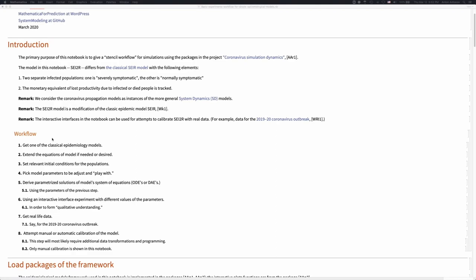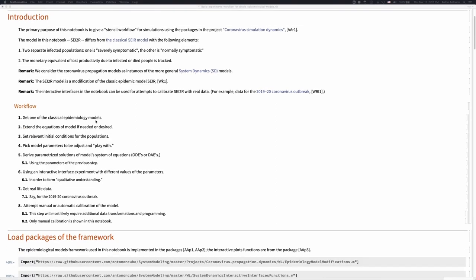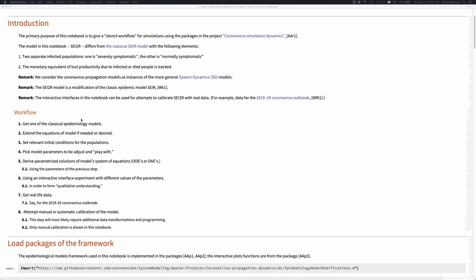It is beyond the scope of this talk to discuss the theoretical background of the compartmental models, why they exist, what the philosophical assumptions are, and so on. But I do think this implementation, this workflow, is going to help people get better acquainted with this kind of model. So, it's a very simple workflow.